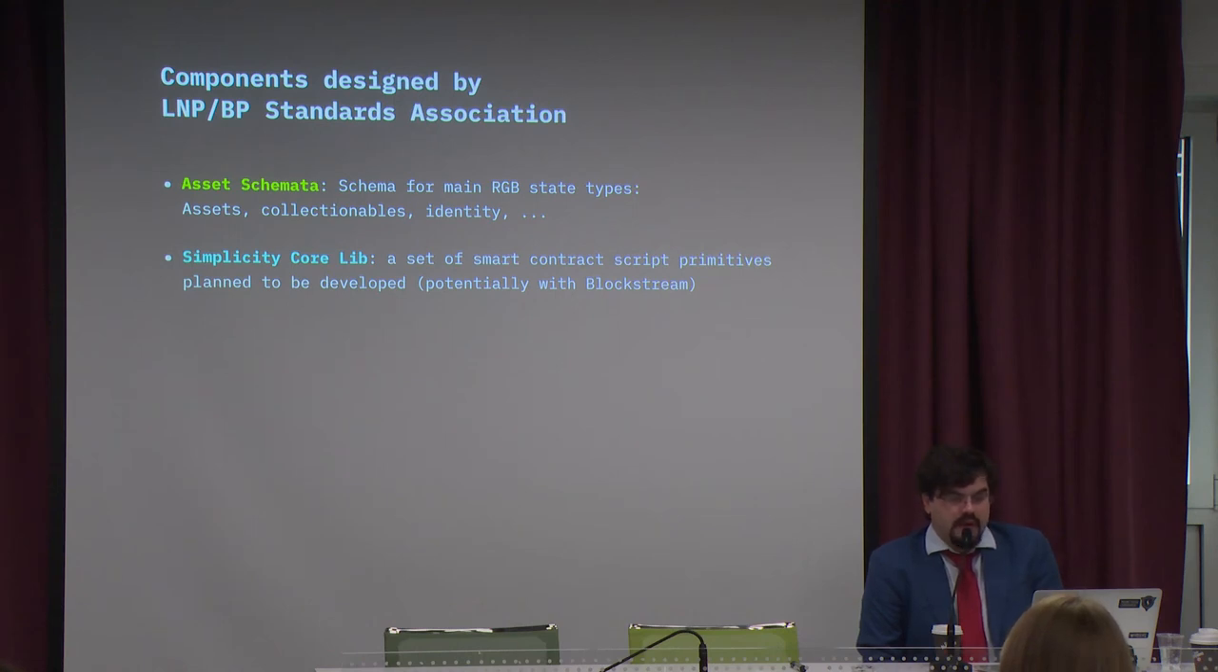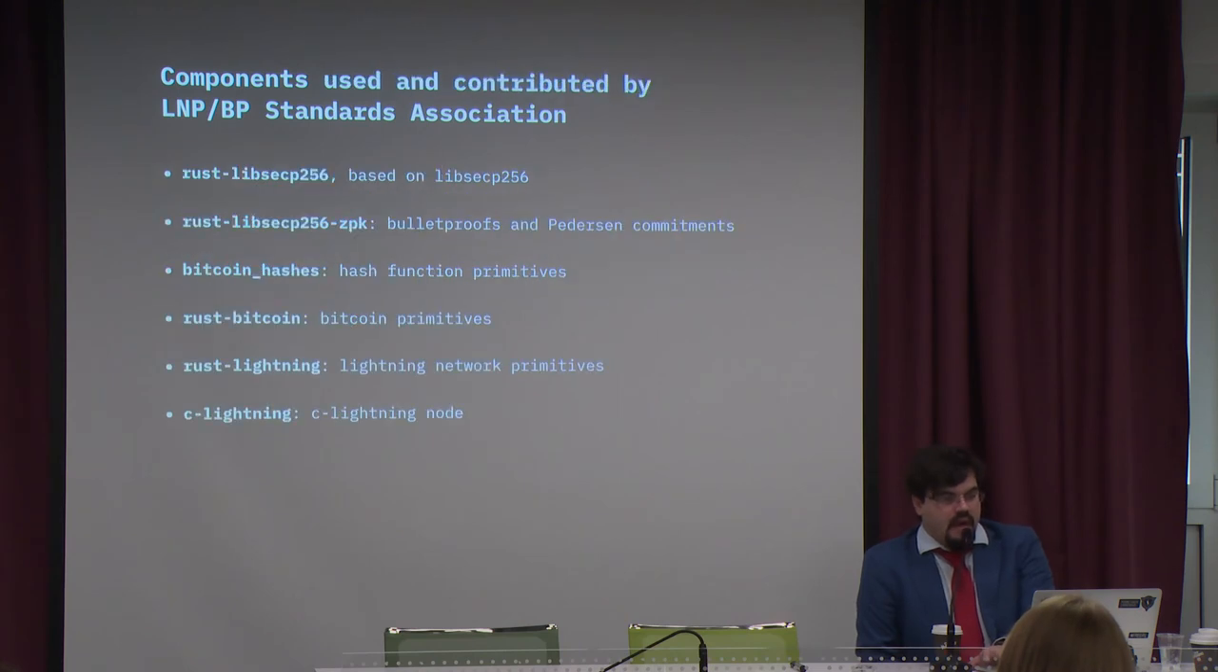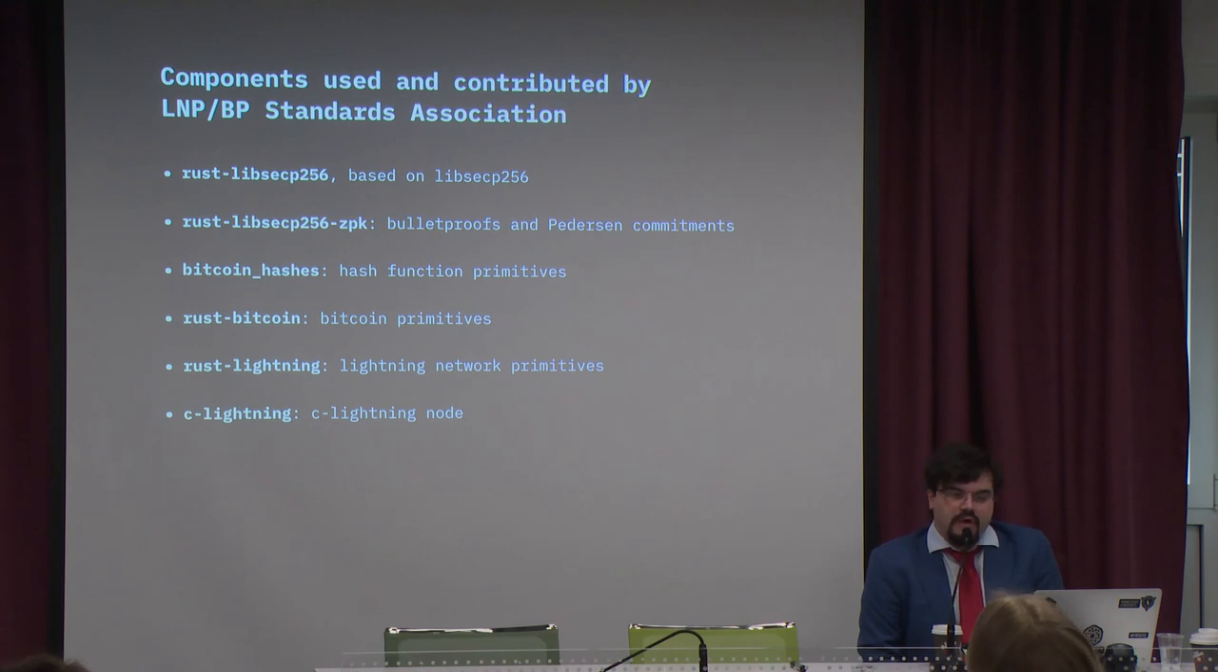A Simplicity core library, when we deal with the Simplicity language, of course it's not there yet, but the idea is that we will have a set of smart contract script primitives planned, maybe we will develop it jointly with Blockstream or use some set that they will create for the Liquid and Elements projects. We are also using, in the core library, a number of existing projects, mainly from Rust Bitcoin. It's an organization on GitHub, written with a dash.